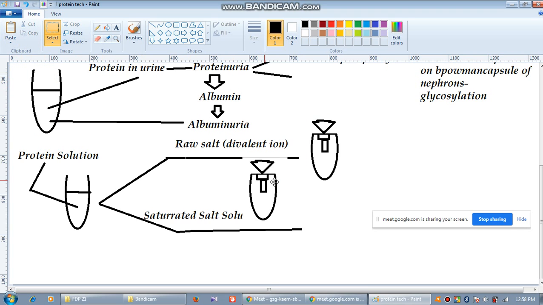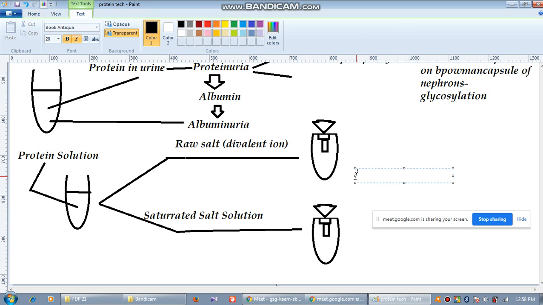So two ways we are doing it. One, we have taken the protein. In that protein, we made two parts, in two test tubes. In one test tube we added raw salt, and in another test tube we added saturated solution. Okay, saturated what solution? Salt solution. Now we are filtering it with a filter paper. Now in this case what we will see is, we will get precipitate in both cases. So what does it mean?